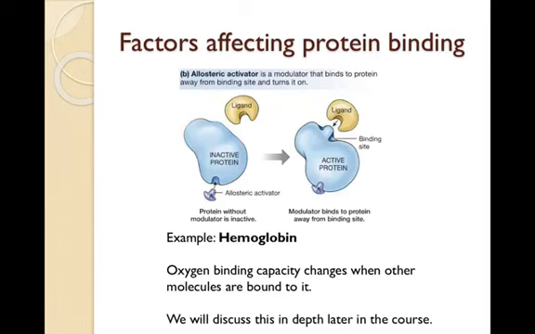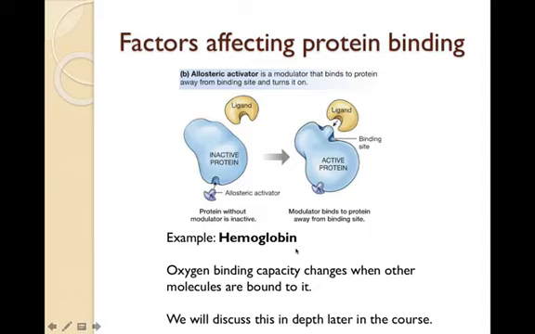Other factors that affect protein binding is something called allosterism. An allosteric activator, or allosterism within a protein, is a substance that will bind to the protein, but it binds at a site that's far away from the actual binding site. And once that substance binds to the protein, it will then cause the protein to change shape, and it will allow a ligand to bind. So an allosteric activator causes a protein to change shape, allowing for a ligand to bind.